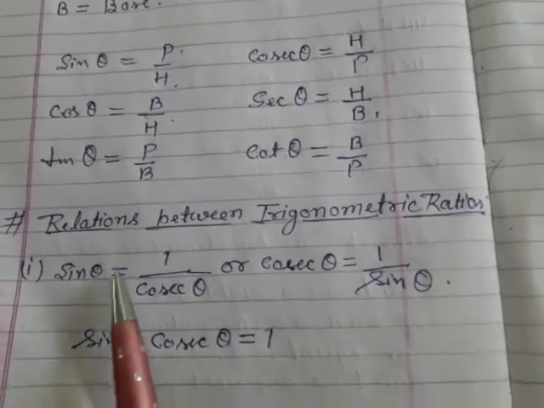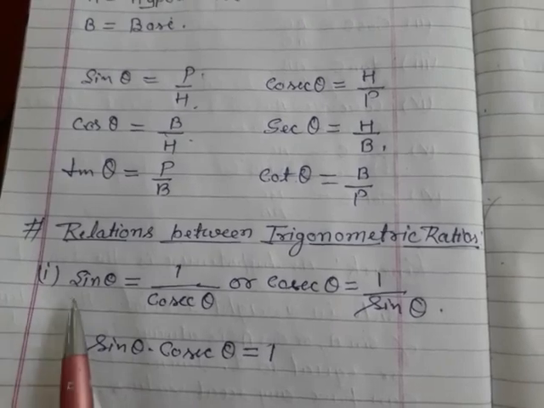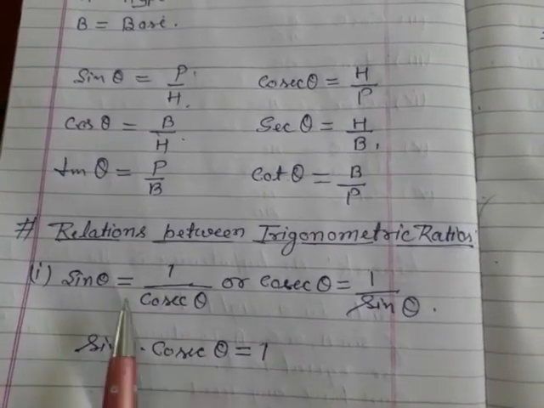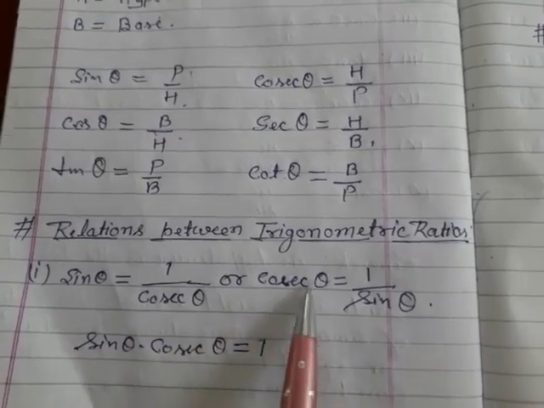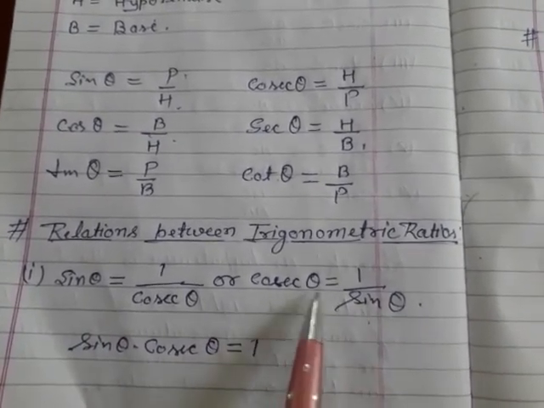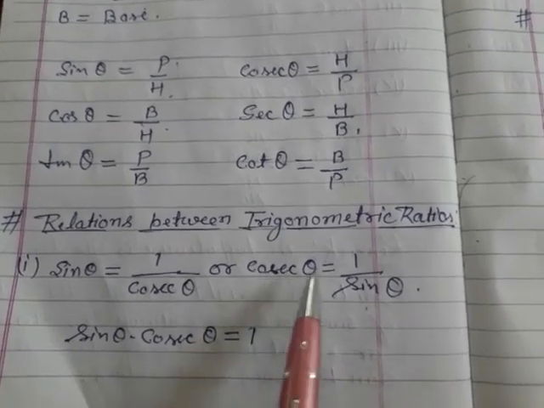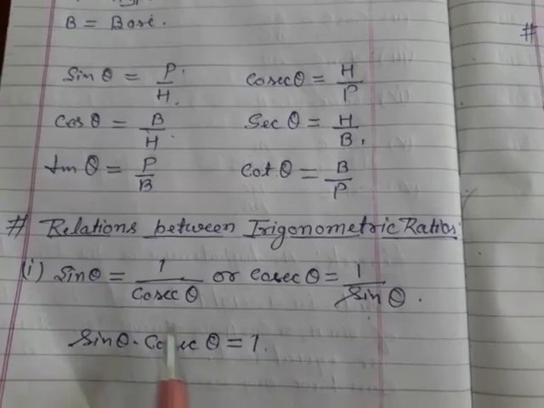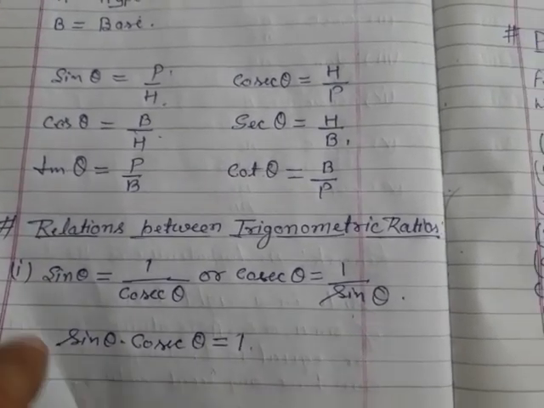Relation between the trigonometric ratios. Here, sin theta is equal to 1 upon cos theta, or cos theta is equal to 1 upon sin theta, and by cross multiplication, cos theta into sin theta is equal to 1. Clear? These are the relationships.